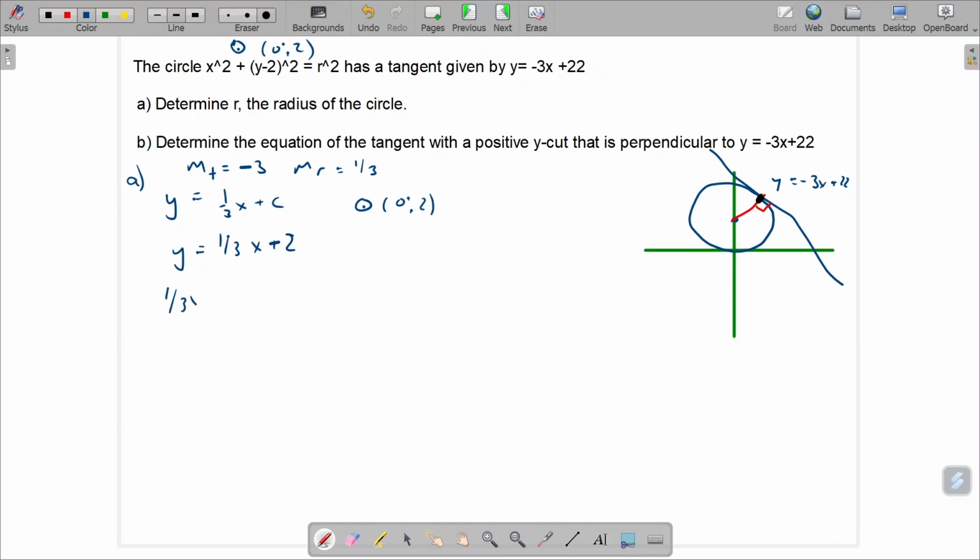So a third of x minus 2 equals minus 3x plus 22. I'm going to get rid of the fractions. So x minus 6 equals minus 9x plus 66. So I've now got 10x equals, okay, I just want to see if I didn't make a silly error here. 10x equals 72. So x equals 7.2.